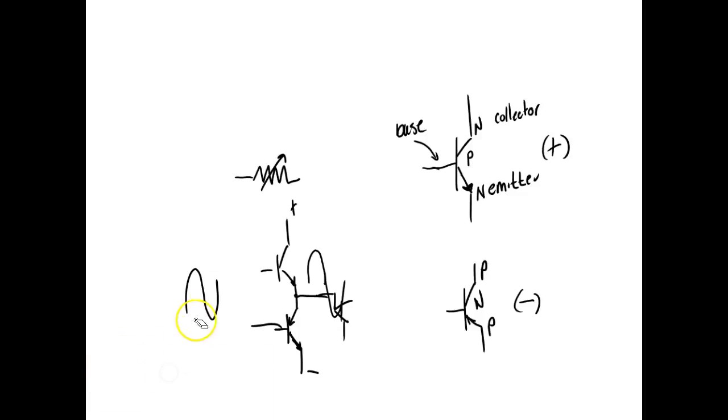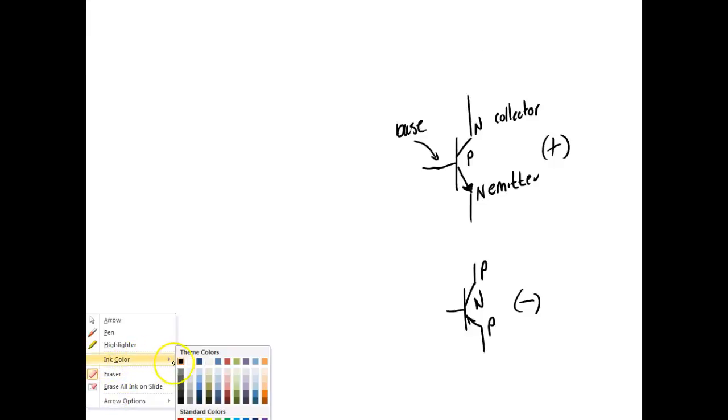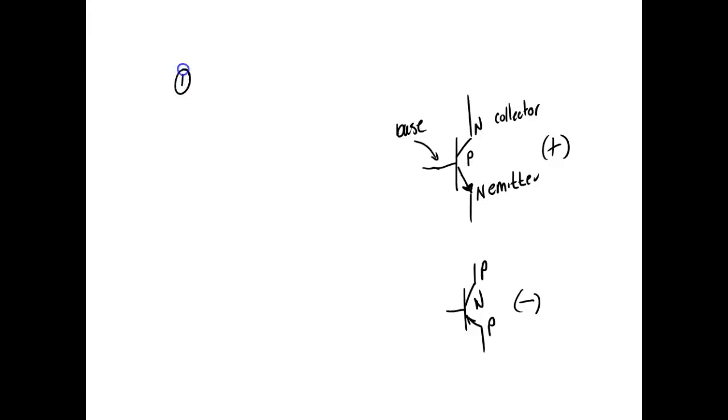To make this thing work, we have to bias it. How do we bias it? We can run these things in three regions. What are the three regions? Anybody know?